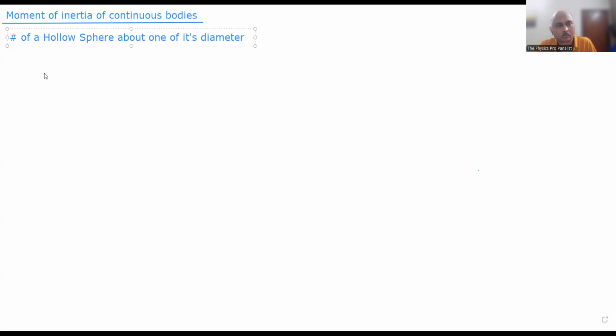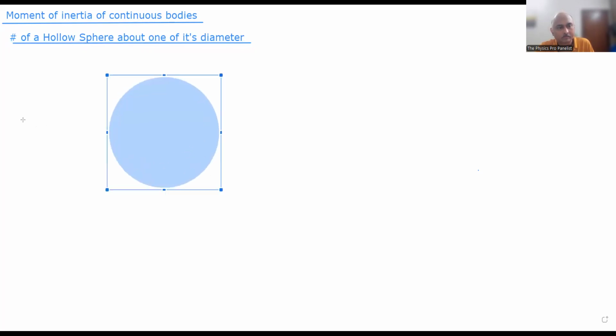सर आप म्यूट हो। ठीक है? Please pay attention. How do we do it? So we have this hollow sphere. ठीक है? And this is the diameter about which we want to find its moment of inertia. So the element which we choose here is a ring.